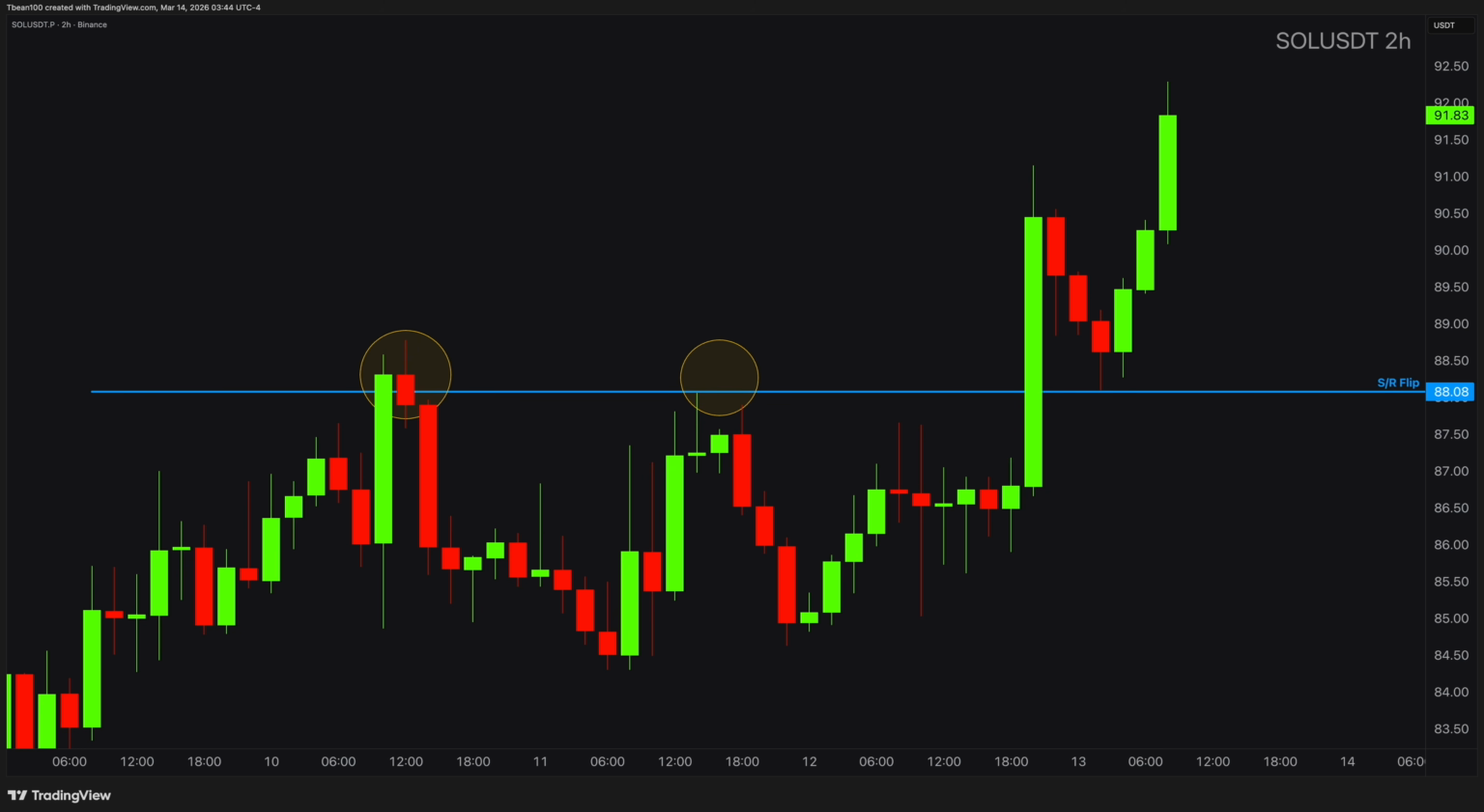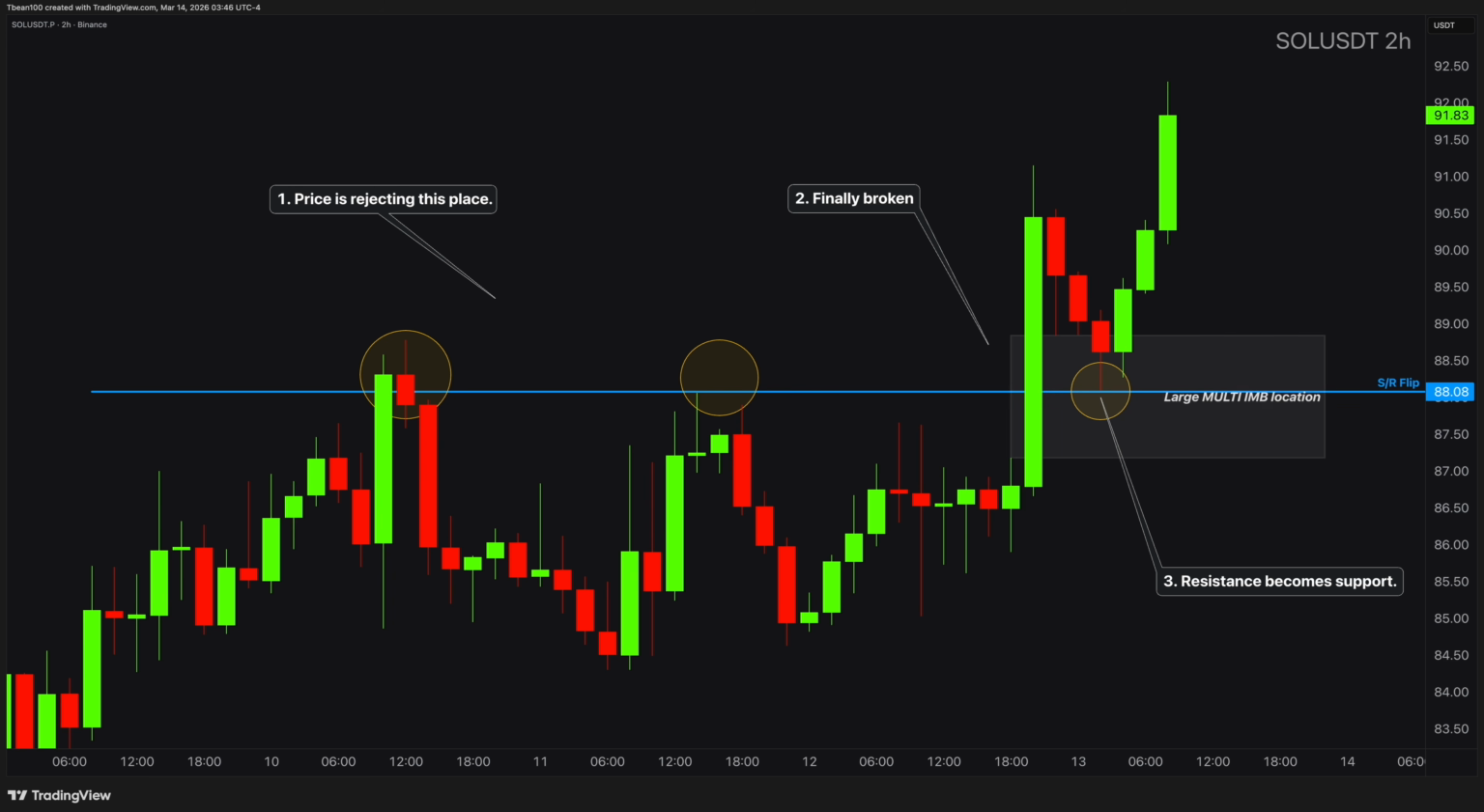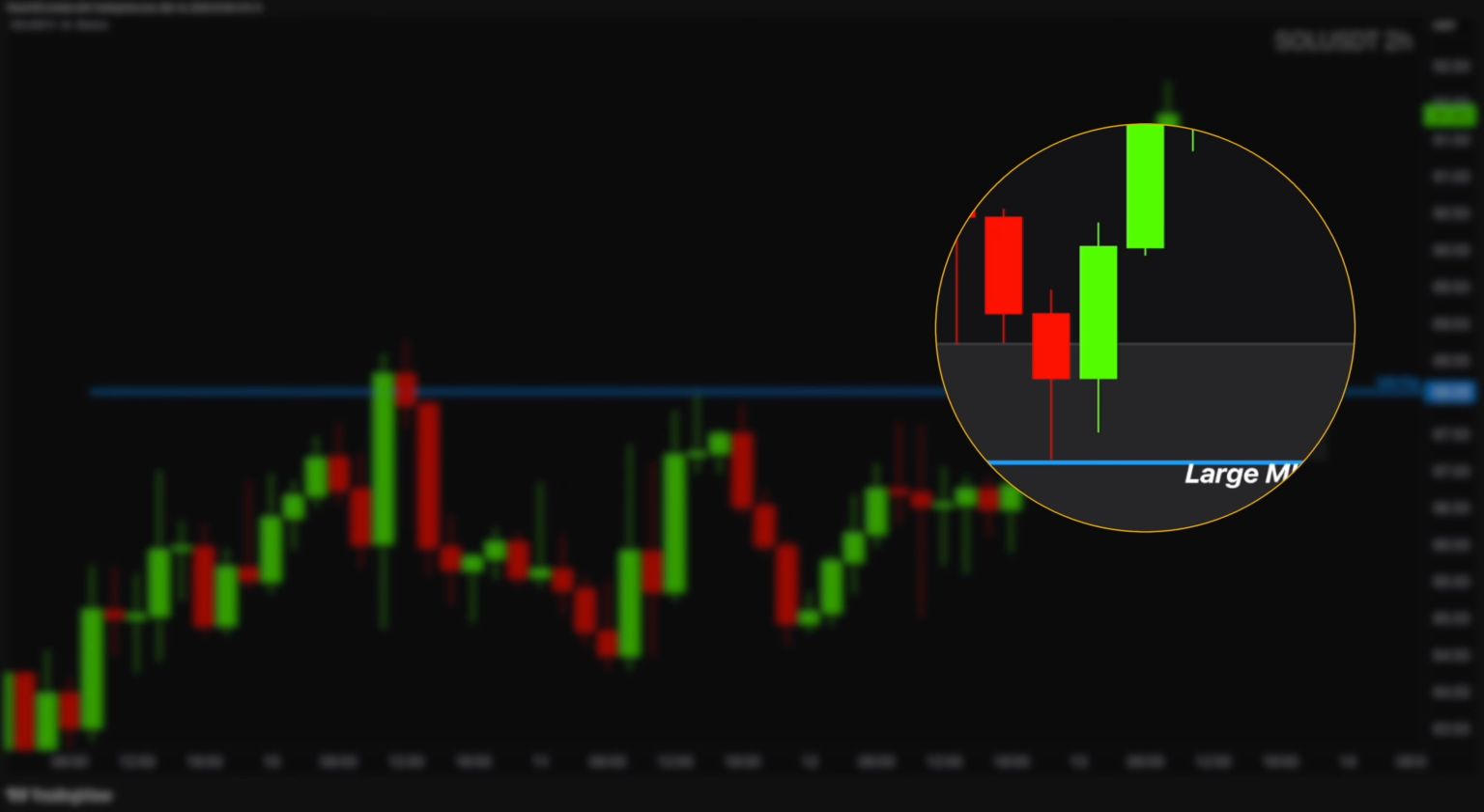We have this very clean SR flip location sitting just below the $90 level. As you can see on the chart, price keeps rejecting this area over and over again. But later on, this level finally gets broken extremely fast and very strongly. What happens here is a classic support and resistance flip, where the previous resistance now turns into a support area. And when you combine these concepts with multi-imbalance locations, you start getting a very strong potential entry location.